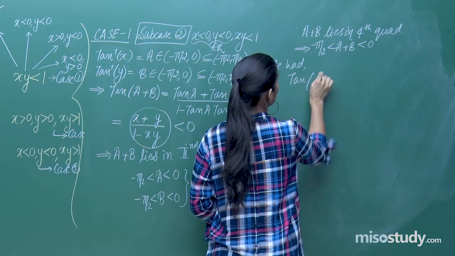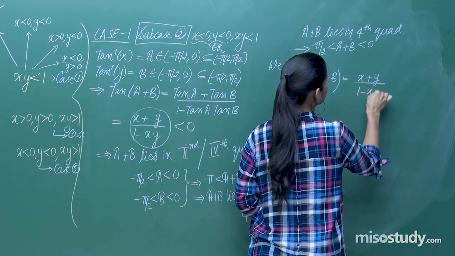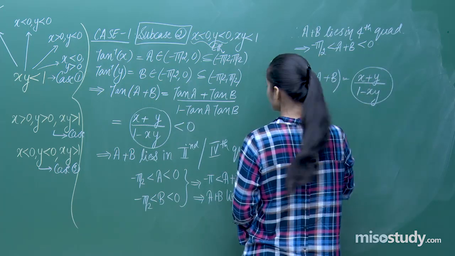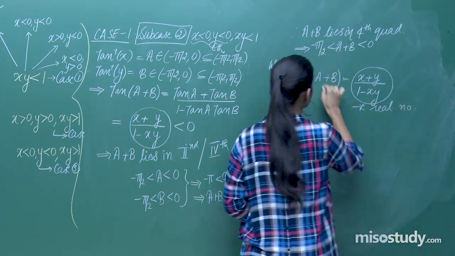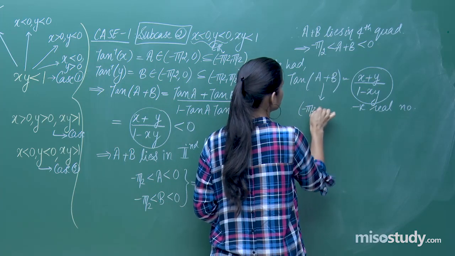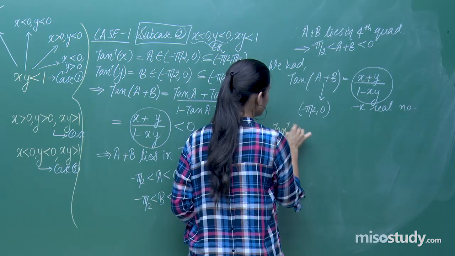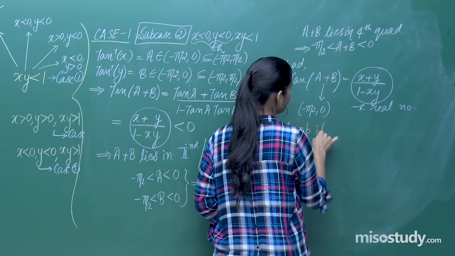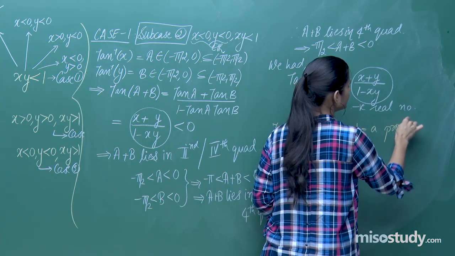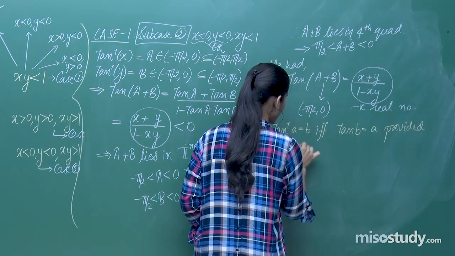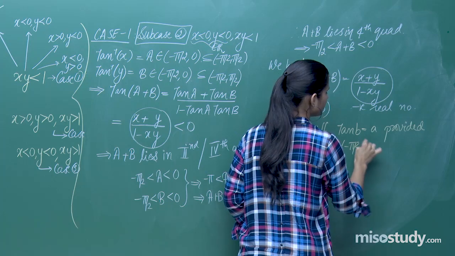We had tan of A plus B equals x plus y upon 1 minus xy. I just said that this is a negative real number, and we have that this is lying in minus pi by 2 comma 0. Just recall the result again, that tan inverse a equals b if and only if tan b equals a, provided a comes from the collection of all reals and b comes from the open interval minus pi by 2 to pi by 2.